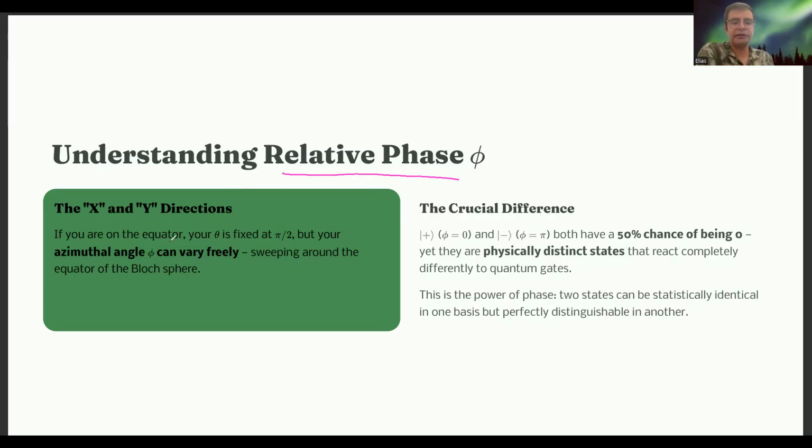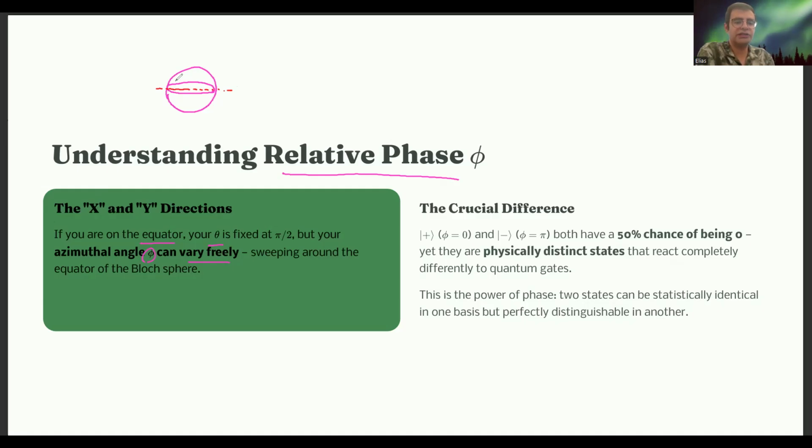If you are on the equator, your theta is fixed at pi over 2, but your azimuthal angle phi can vary freely. Basically, you can sweep around the equator. Let me draw this. If you have a light sphere like that, let me change the color here. If you're on the equator, you can move around in the circle.